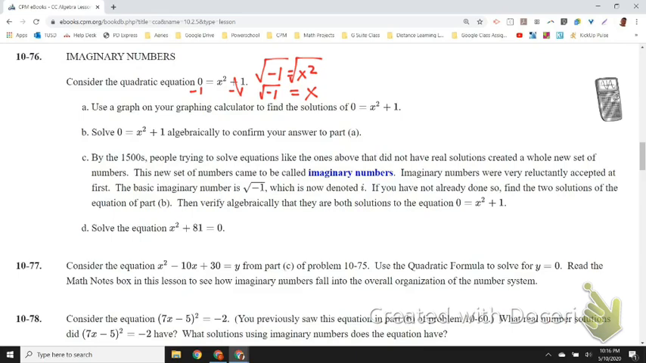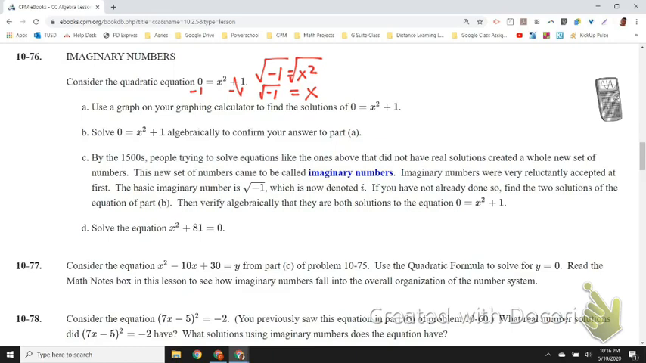So part C says, let's read this together. It says, by the 1500s, people trying to solve equations like the ones above did not have real solutions. Created a whole new set of numbers. This new set of numbers came to be called imaginary numbers. Imaginary numbers were very reluctantly accepted at first. The basic imaginary number is the square root of negative 1, which is now denoted as i.